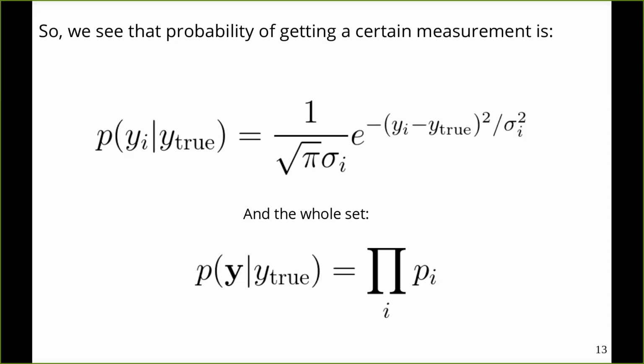Then I'm going to use bold Y to denote a vector of observables. So bold Y is the whole array, Y1, Y2, to Y20, right? And obviously the probability of obtaining exactly this set, given the true value Y true, is just the product of all these probabilities up here, right? Because I'm repeating the measurement 20 times.